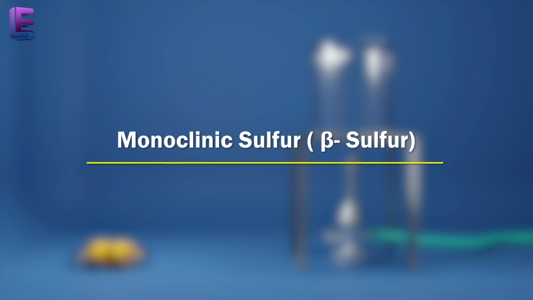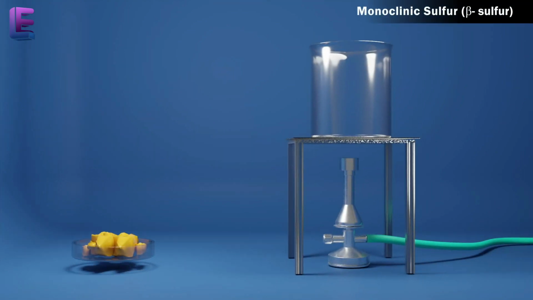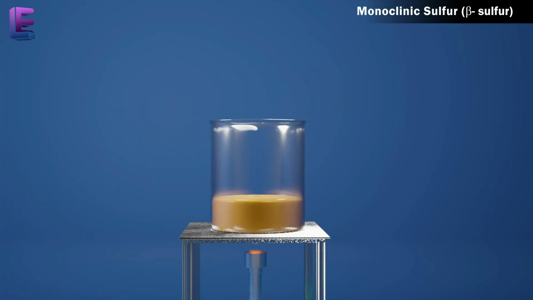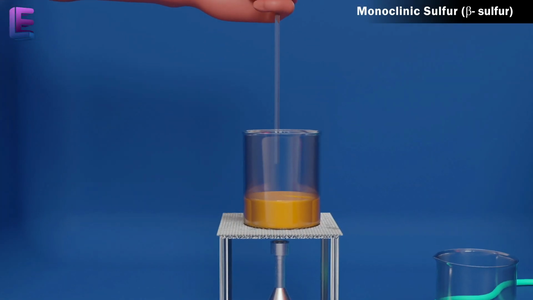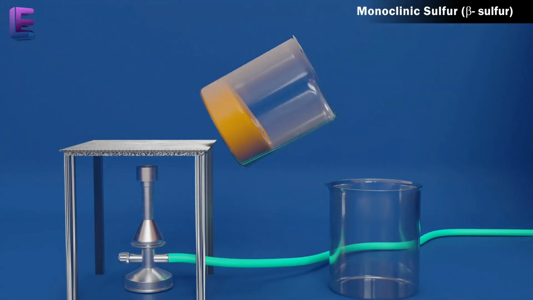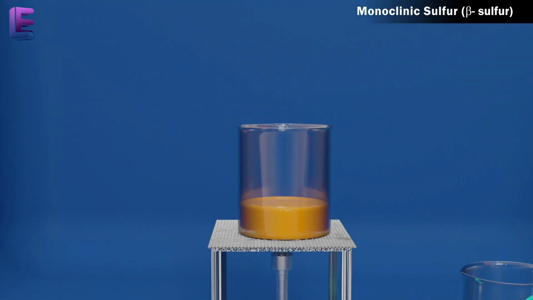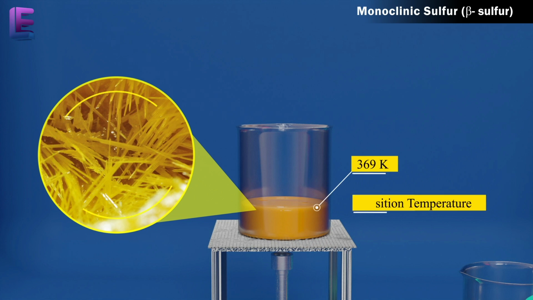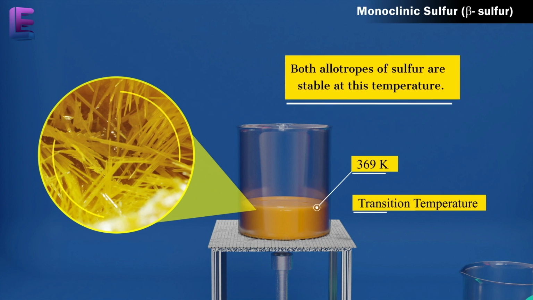Monoclinic sulfur, beta sulfur. This form of sulfur is prepared by melting rhombic sulfur in a dish and cooling till the crust is formed. 2 holes are made in the crust and the remaining liquid poured out. On removing the crust, colorless needle-shaped crystals of beta sulfur are formed. 369 Kelvin is the transition temperature as both allotropes of sulfur are stable at this temperature.